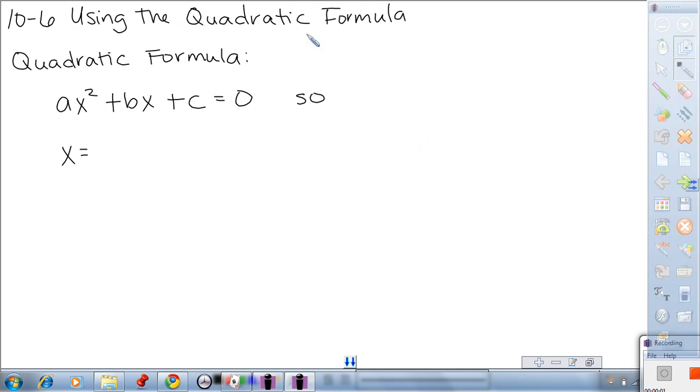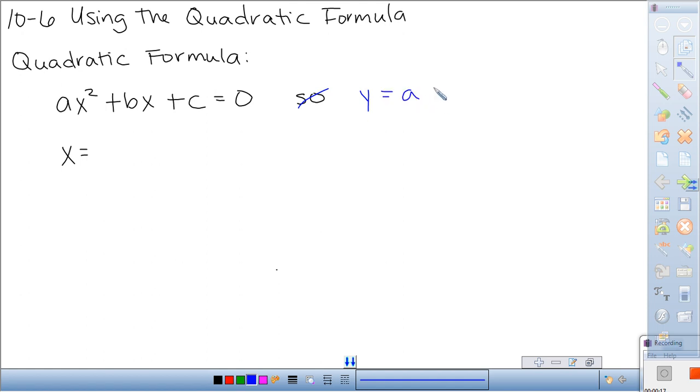This is 10-6, using the quadratic formula. With the quadratic formula, this is just another way to solve quadratic equations. Remember that this is the form of our quadratic equation. It's related to our quadratic function, which is y equals ax squared plus bx plus c. And so its related quadratic equation is ax squared plus bx plus c equals 0.